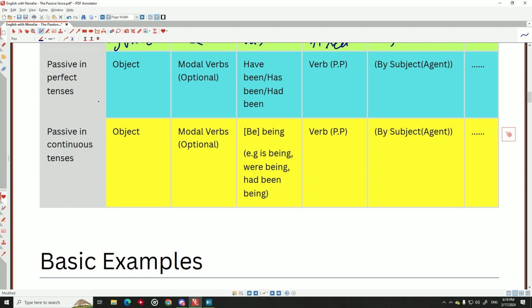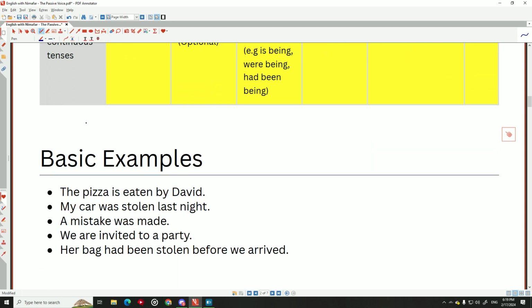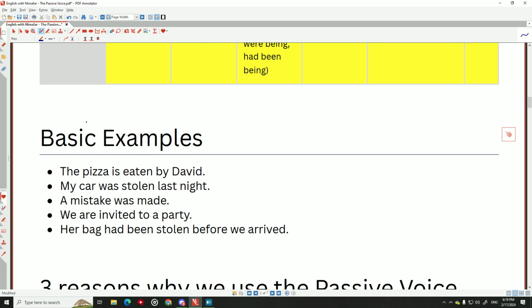Again, we use the past participle. We have some examples. Someone asked for an example, so here we go. The pizza is eaten by David. My car was stolen last night. A mistake was made. We are invited to a party. Her bag had been stolen before we arrived. Okay, we had some examples.